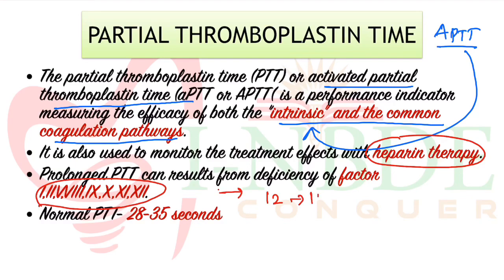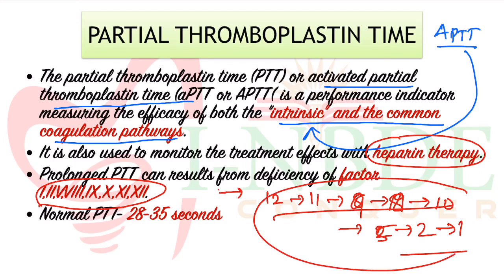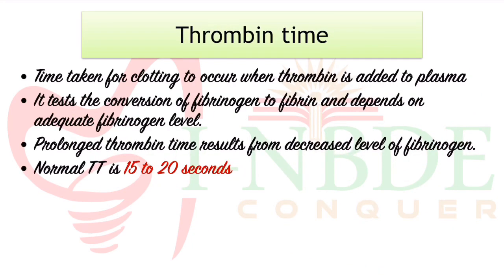The factors in the intrinsic pathway are 12, followed by 11, followed by 9, followed by 8, followed by 10, 10 followed by 5, 5 followed by 2, 2 followed by 1. So this is the sequence we have. So any of these deficiencies leads to an increase in the partial thromboplastin time value, and the average value ranges from 28 to 35 seconds. I hope it's very clear.